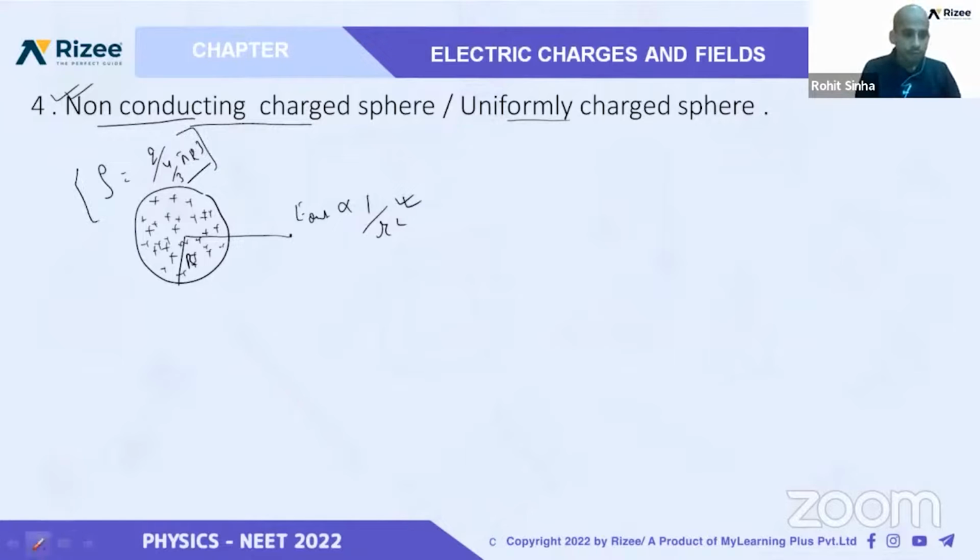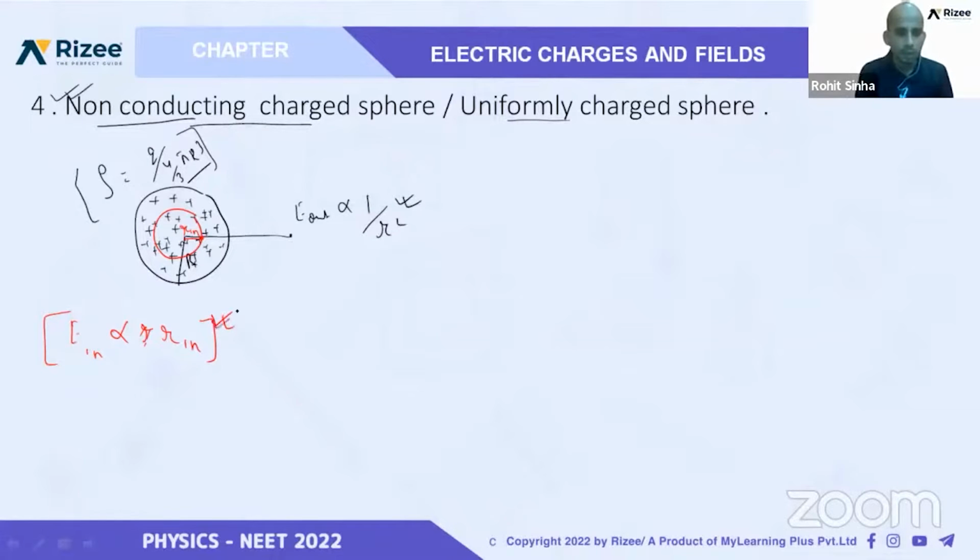Now, if we calculate the electric field for the inside, what will we get? At any point inside, we get that the electric field is directly proportional to R for an inside point. Let us suppose any distance from the center, I am naming it R in. It is directly proportional to R in. There is a derivation also, but I am skipping it. But if you want, I can derive it here also.